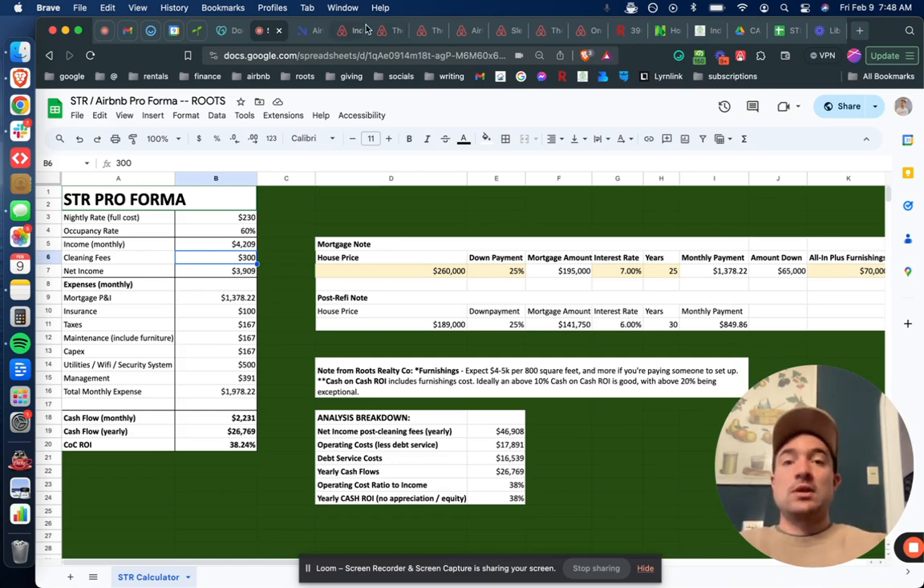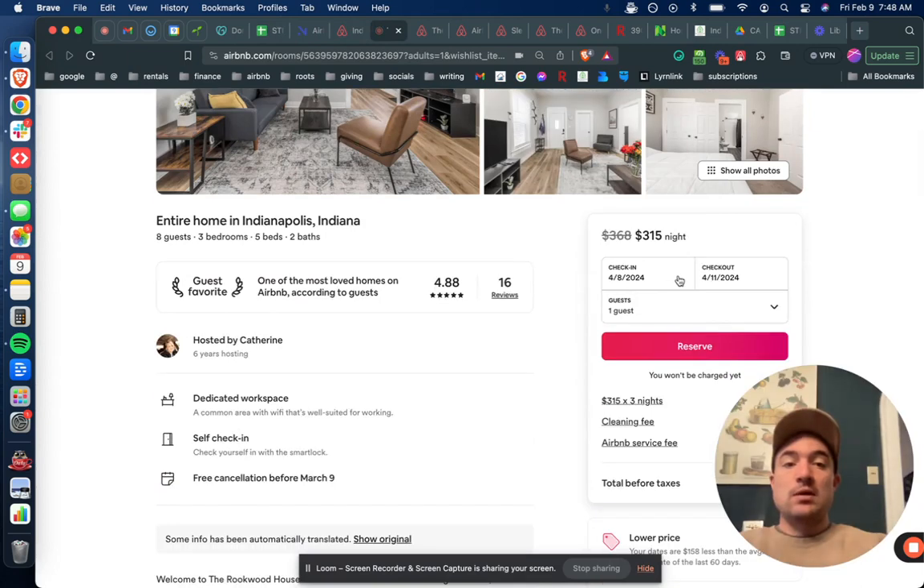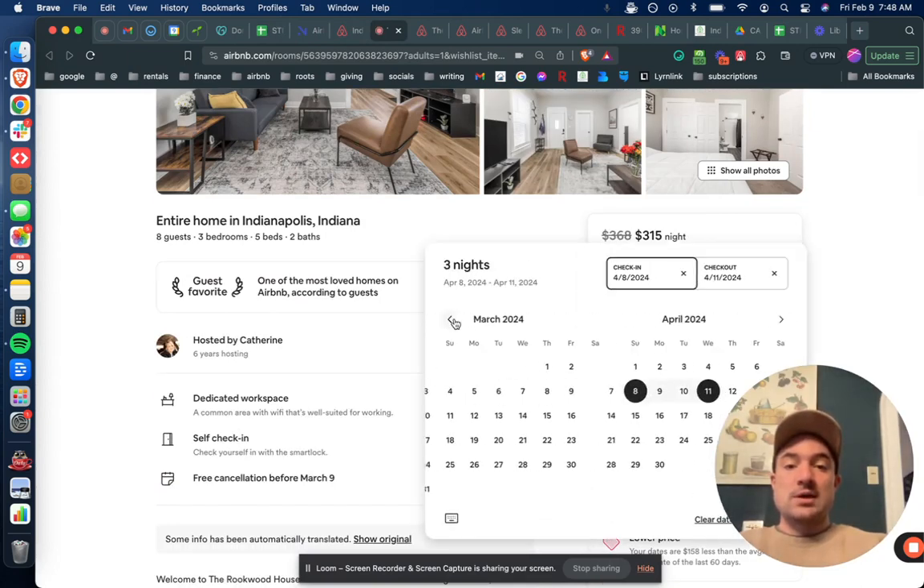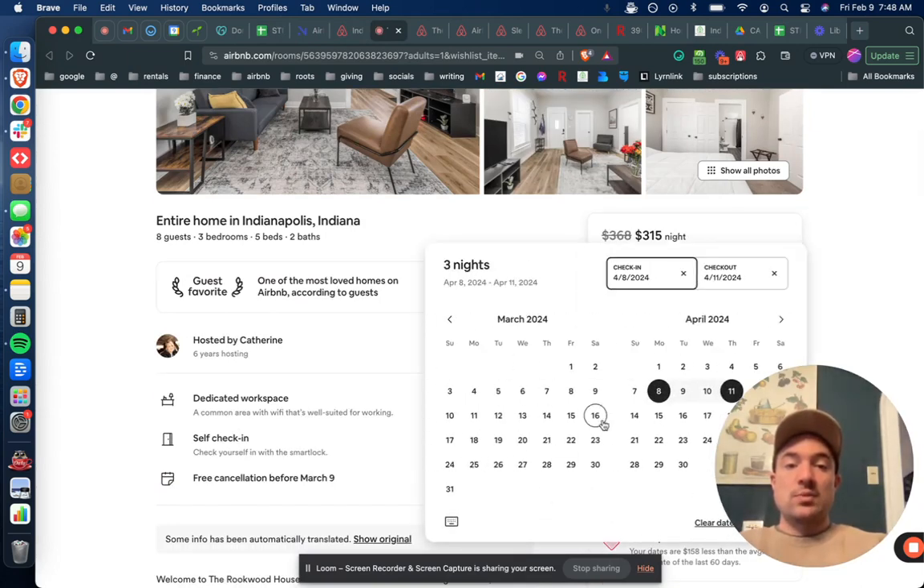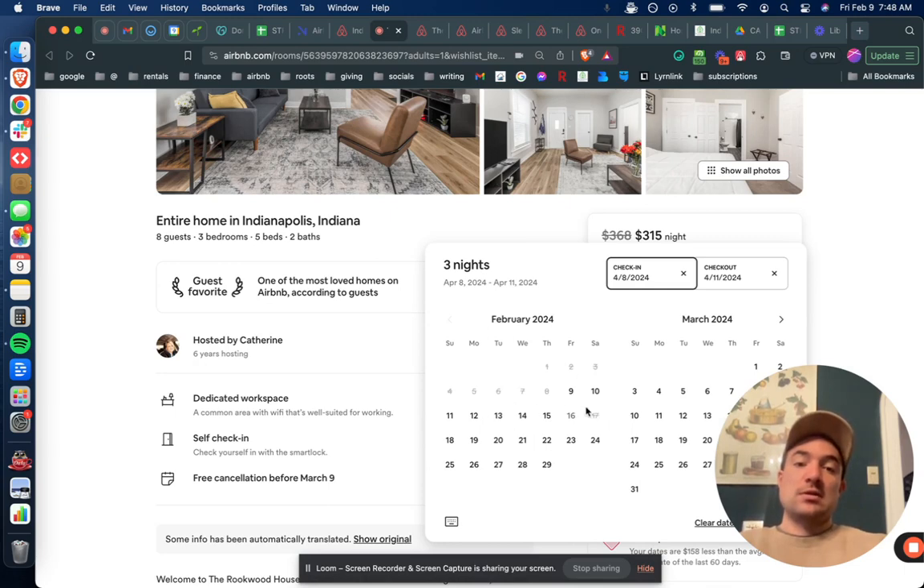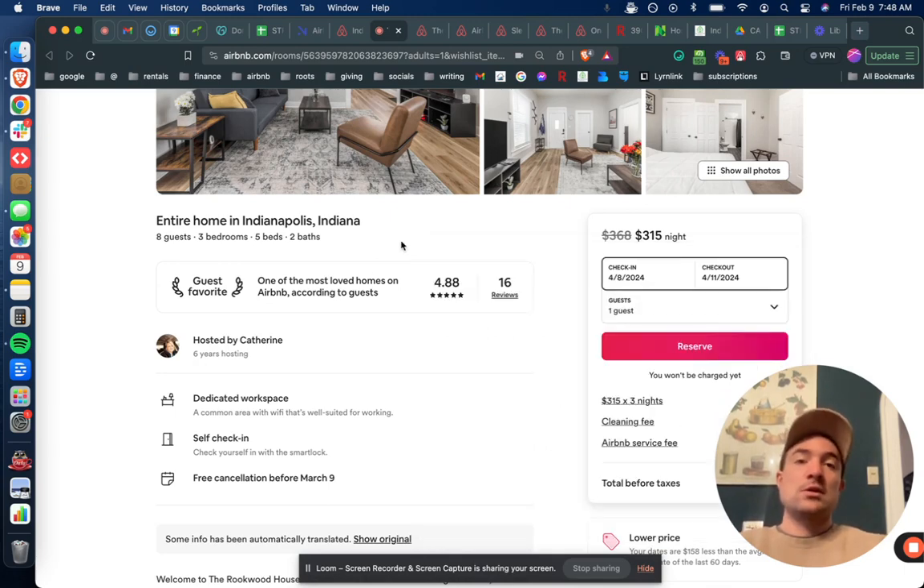Okay. Now, cleaning fees, you're going to want to average out how many stays you think you're going to get. So a good way to do that would be to go onto Airbnb and even just look at past months to see how often people were staying in the units. So this property, again, was not optimized and it only had 2 stays. That'd be 2 cleaning fees.